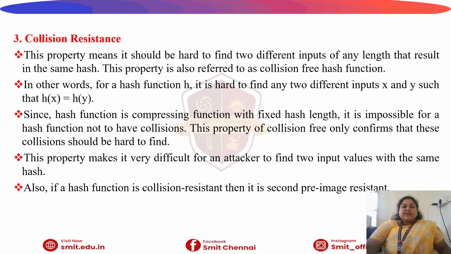The next one is collision resistance. The main property is that it is hard to find two different inputs of any length that result in the same hash. Producing the same hash for two different inputs is not proper. This type of property is called a collision-free hash function. In other words, for a hash function h, it is hard to find any two different inputs x and y such that h(x) is equal to h(y). This is another property, and we are going to avoid collisions.